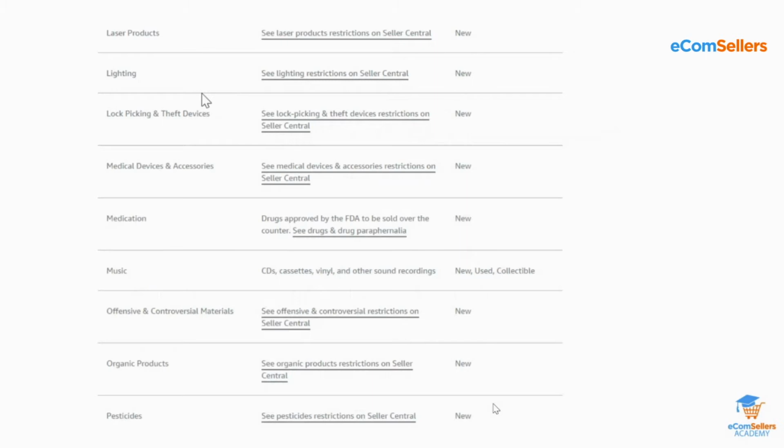Lighting says you can sell it as new. Lock picking and theft devices. I'm not even going to read that. I would just say you need to go and check it out so that you know what you can and cannot do. Medical devices and accessories, again, go and read that so you know what you can and cannot do. Medications, we already talked about drugs on the other one. So again, these are all sub or secondary categories under a primary category. And as I mentioned before, these are things you want to be aware of.